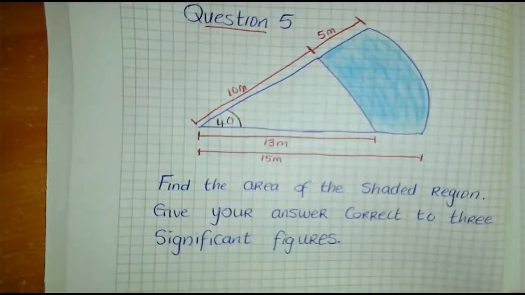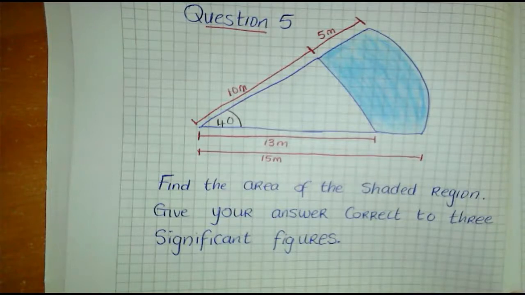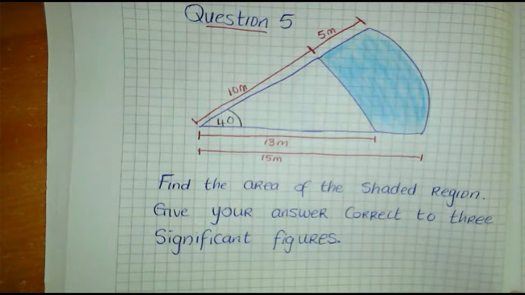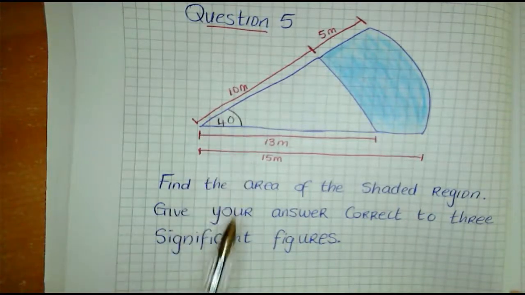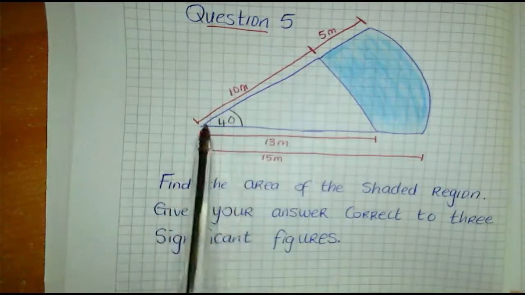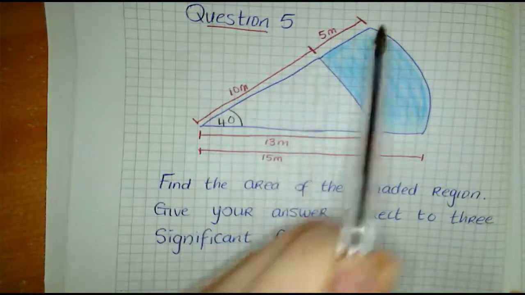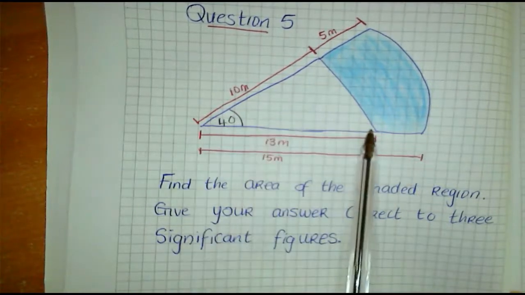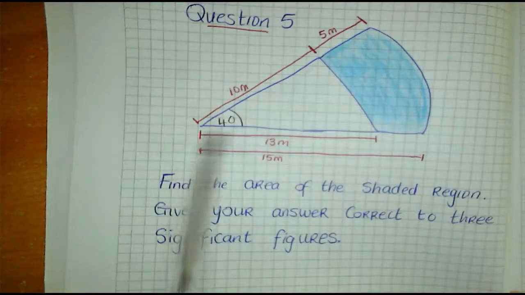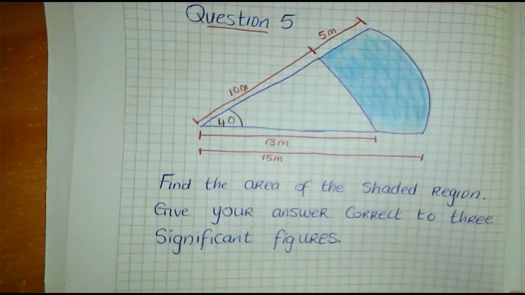Some of you can go ahead and get started. So you have to find the area of the shaded region. Okay, so we know that we're given in the question that this is a 40-degree angle. We know that this is 10 meters and the full length then is 15. From here to here is 13 meters and the full length is 15. Okay, so how are you going to find that shaded region? How do you think you're going to go about doing that?